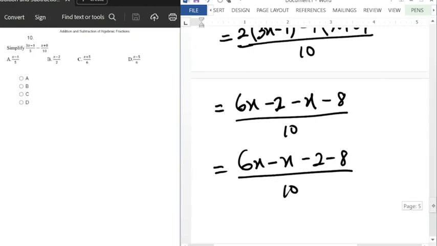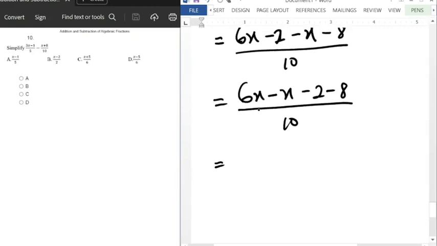Right? So in this case, we collect like terms: 6x minus x minus 2 minus 8, everything divided by 10. This will then give us 6x minus x, that's going to be 5x, minus 2 minus 8 is going to be minus 10, all over 10. So if you look at it, there is no option that looks like this.